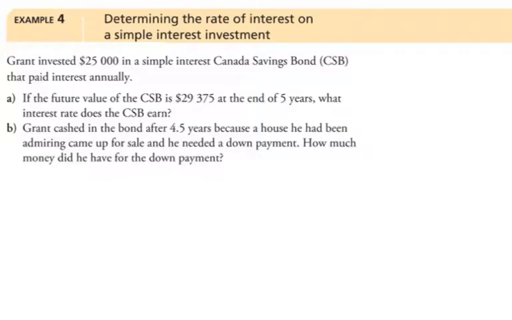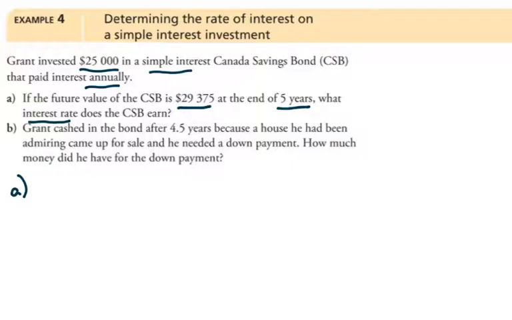Looking here, Grant has $25,000 that he invested in a simple interest Canada savings bond. It paid interest annually. And we know that the future value is $29,375 at the end of 5 years. What interest rate does the bond earn?